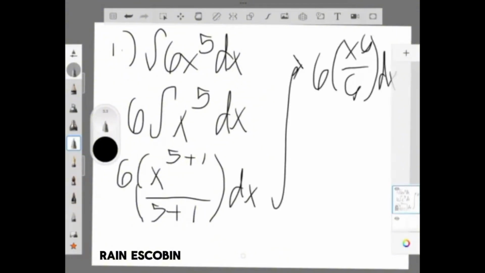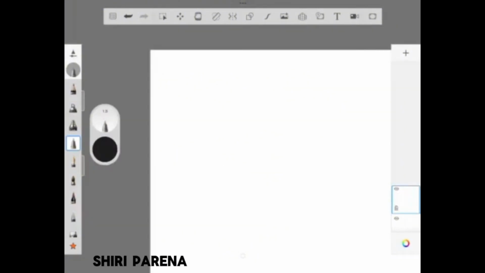After adding it all up, we are now going to cancel the denominator 6 because it is divisible with the number outside of the parentheses. So our final answer will be x raised to 6 plus c. Do not forget about the plus c in the final answer since it is a very important rule.